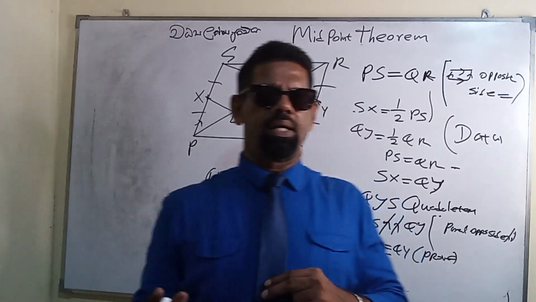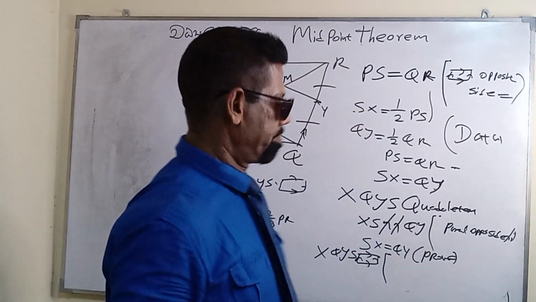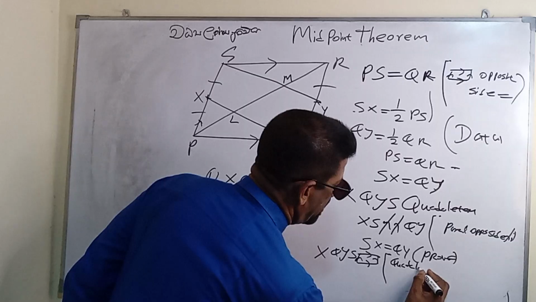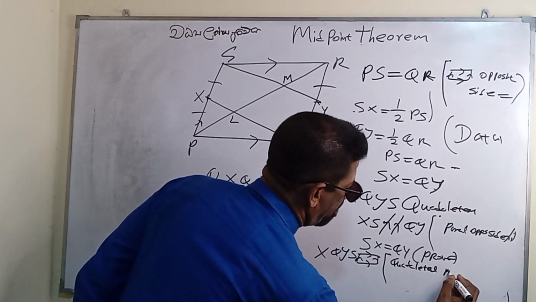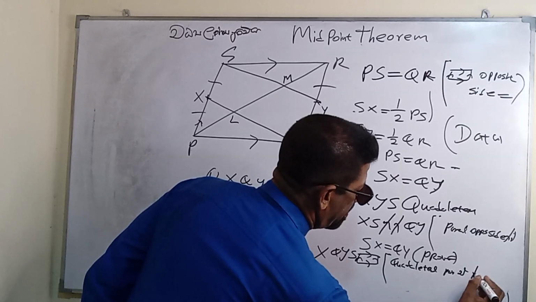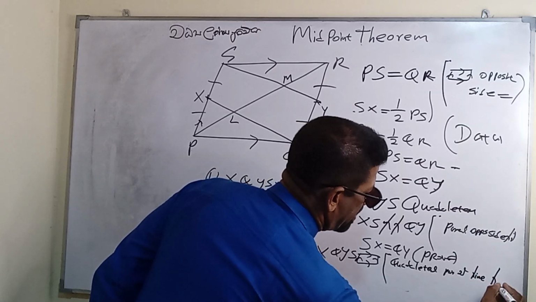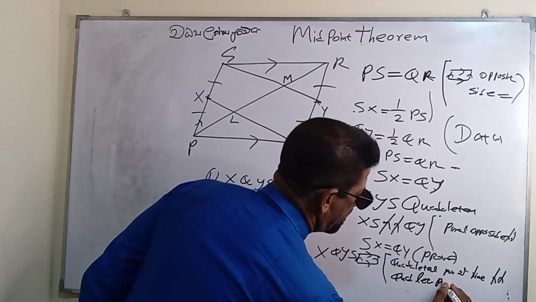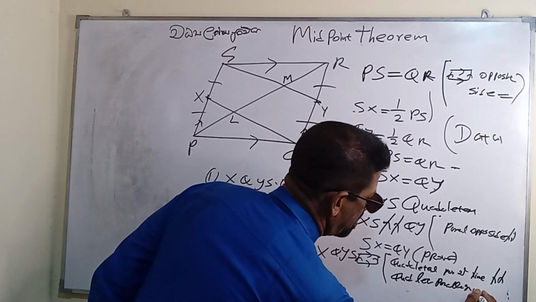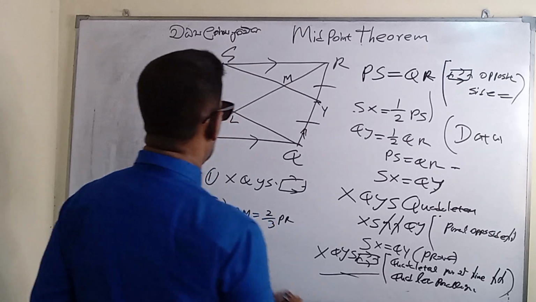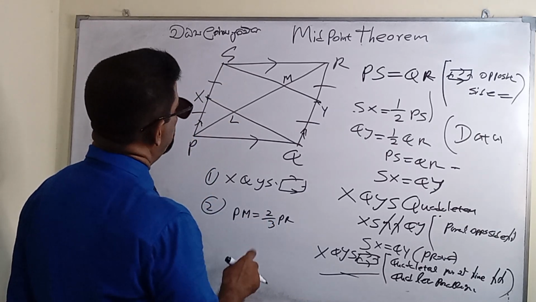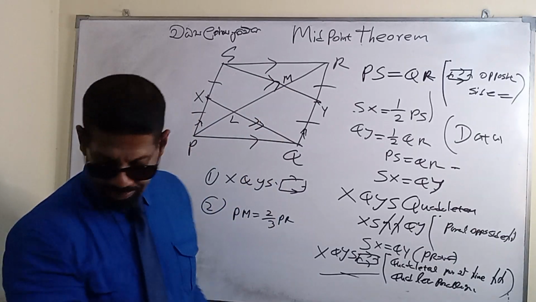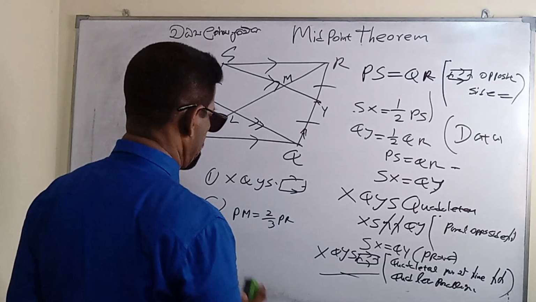A quadrilateral with a pair of opposite sides equal and parallel is a parallelogram. You can write this clearly. Now the first part is okay: XSQY is a parallelogram, so then we can draw the parallel lines. So we are going to explain the second one.